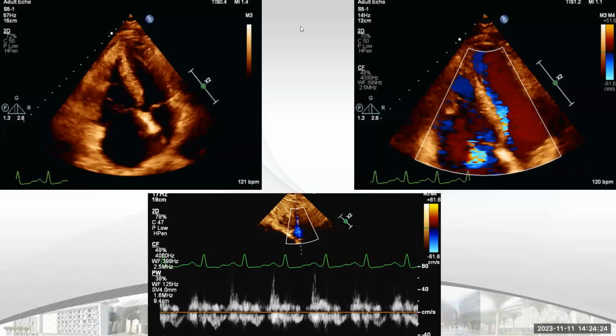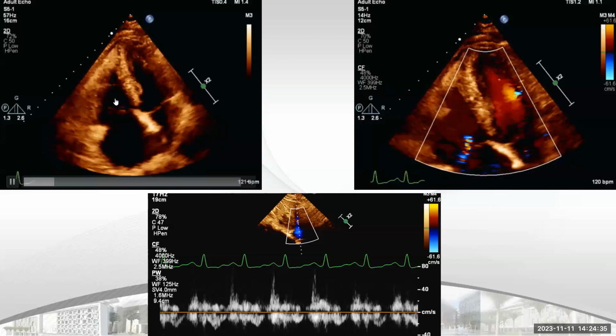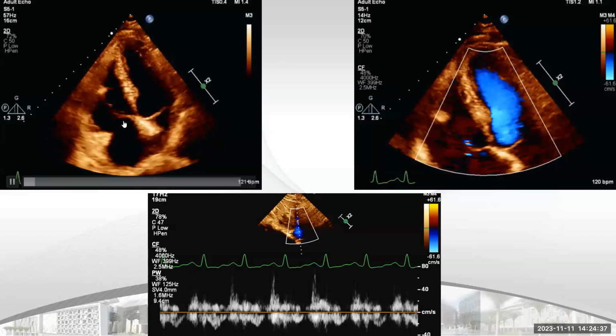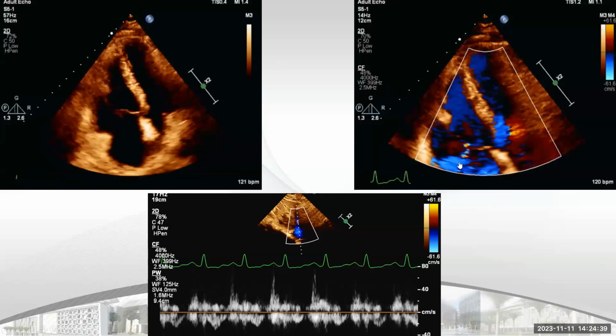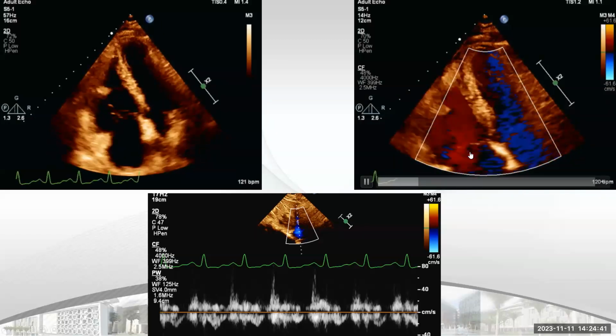Okay, we have to go quickly. I want the main. Excellent. McConnell sign. Very nice. So this is McConnell sign. Why? You have a dilated RV, that's right. You have a dilated RA, that's right. You have some tricuspid regurgitation, which is mild.